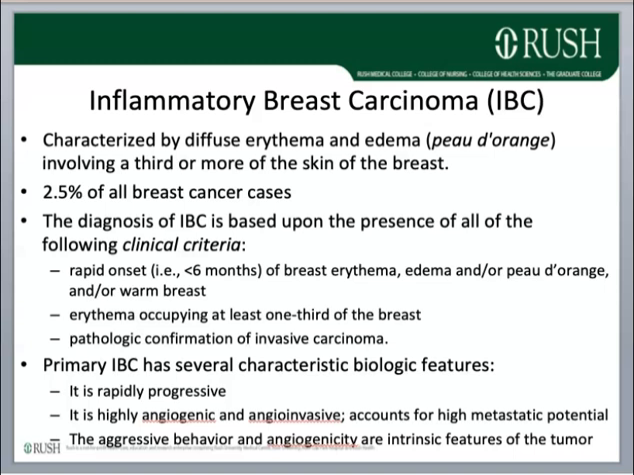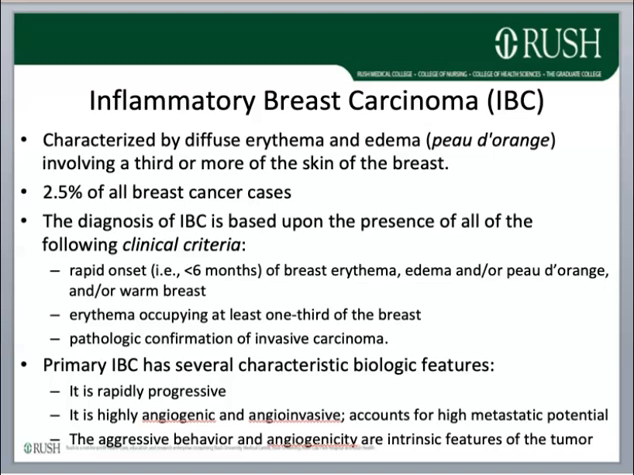So primary inflammatory breast carcinoma has some characteristic biologic features as well. Number 1 is its rapid progression. It's also highly angiogenic and angioinvasive, meaning that the tumor cells have a special propensity for blood vessel invasion, and this accounts for high metastatic potential in these tumors. These show aggressive behavior and angiogenicity, and these are intrinsic features to this clinical form of breast carcinoma.